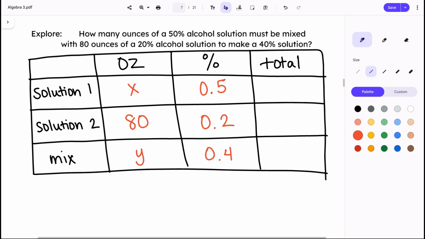So then to find your total column, if you remember what I did on the last one, I multiplied. So I'm taking X times 0.5. So I'm just going to write that as 0.5X. What would be 80 times 0.2? 16. And then how would I write my last one here? Good.